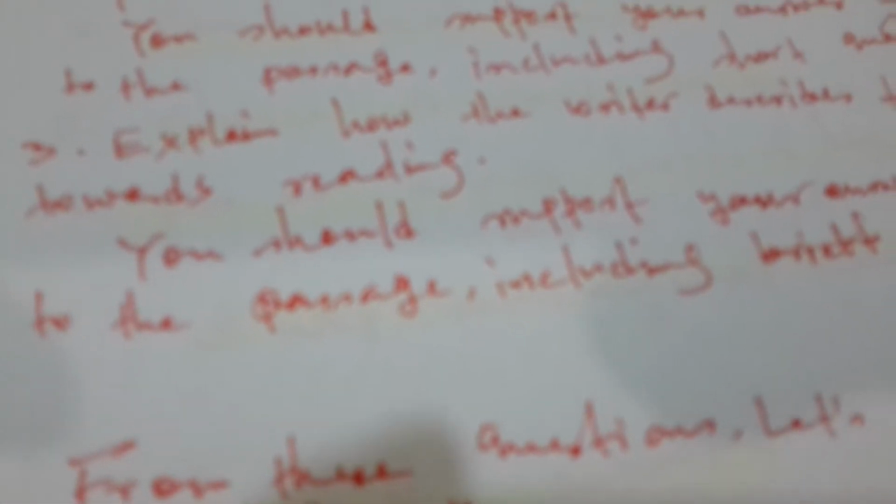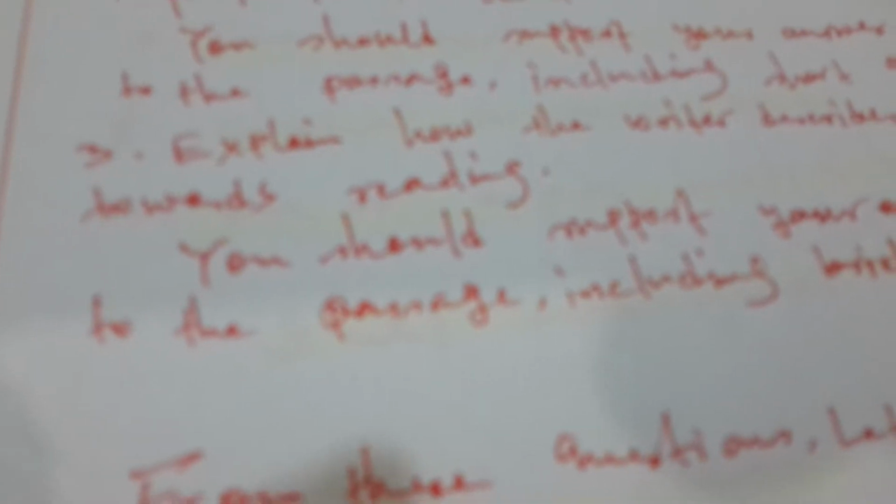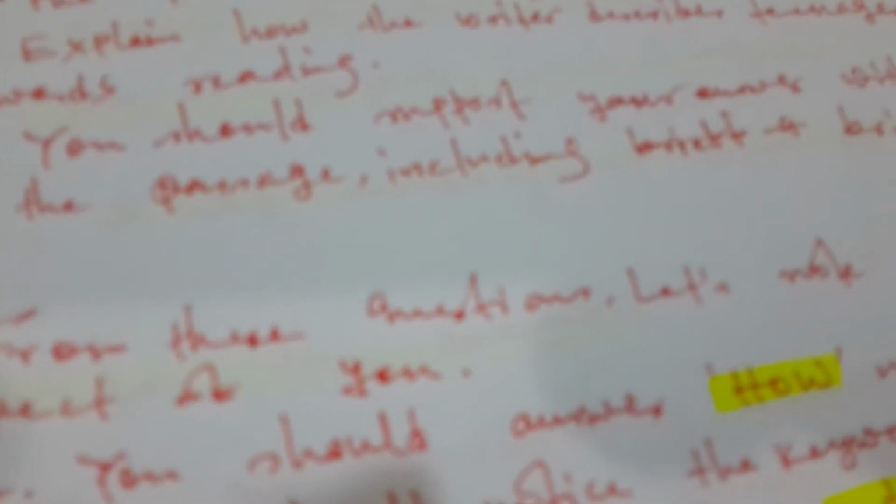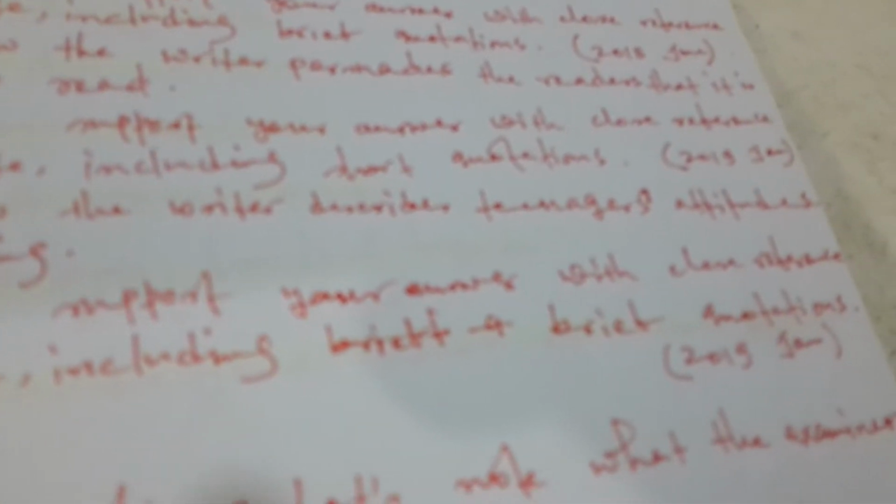Sample question 3. Explain how the writer describes teenagers' attitude towards reading. You should support your answer with close reference to the passage, including brief quotations. This one is also taken from 2019 Jan paper.